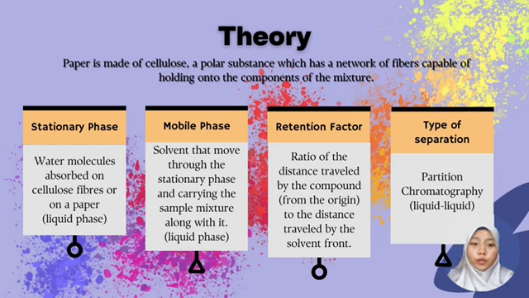each other. Furthermore, the retention factor is a key parameter in paper chromatography and is defined as the ratio of the distance traveled by the compound from the origin to the distance traveled by the solvent front. It is used to identify and characterize components within the mixture. As the mobile phase moves through the stationary phase, the components of the mixture distribute themselves between the stationary and mobile phase based on their solubility and affinity for each phase. The type of separation is partition chromatography, which is a liquid-liquid phase.